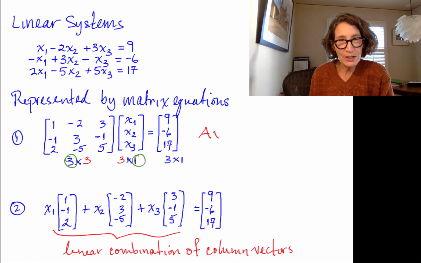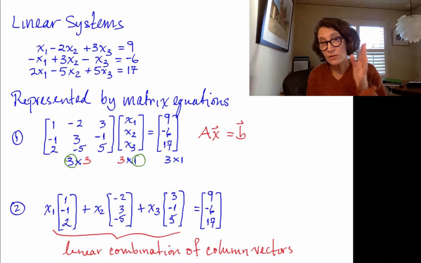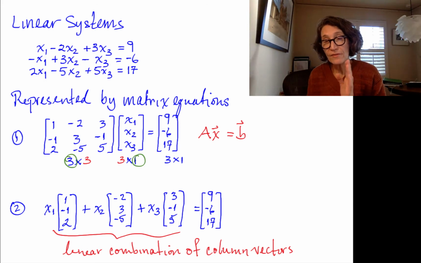Now the first equation is also represented as A times x is equal to b. And notice my notation. I wrote x with a little arrow on top, and I wrote b with an arrow on top. The arrow on top means I'm talking about a vector. So the vector x is the column vector x1, x2, x3. And the vector b is the column vector 9, negative 6, 17.